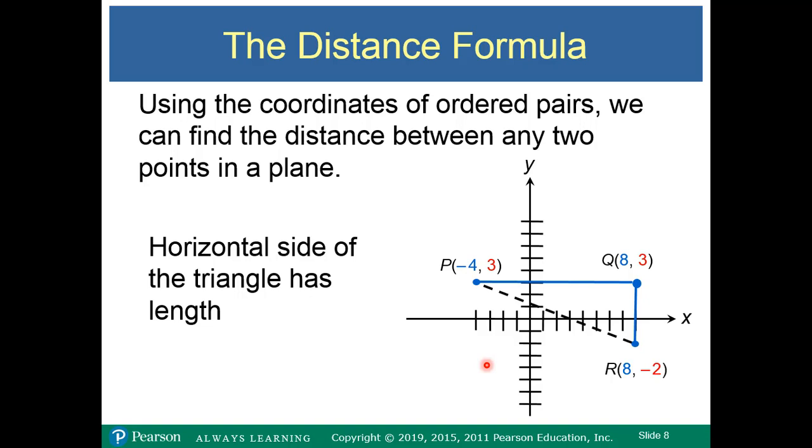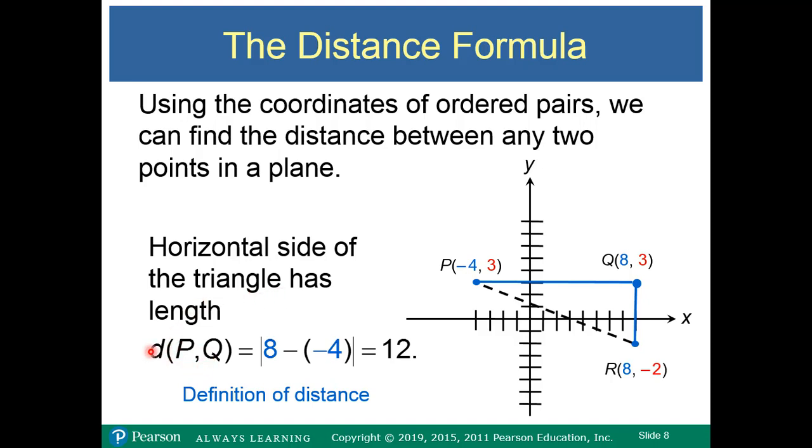Now, using the coordinates of the ordered pairs, we can find the distance between any 2 points on the plane. So what we do is we look at the horizontal side of a triangle. So how do we get from this point to this point? Well, we know that there is a horizontal distance and there's a vertical distance that needs to go. And what happens is it forms a right triangle.